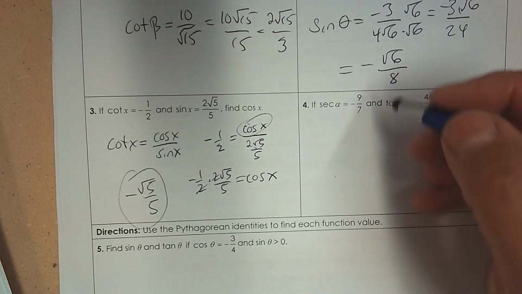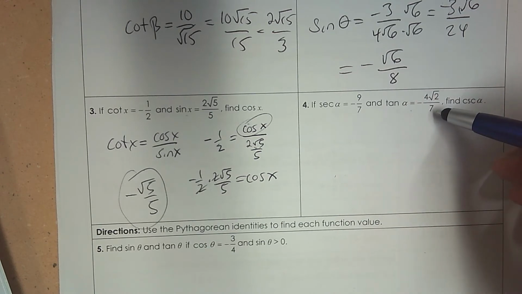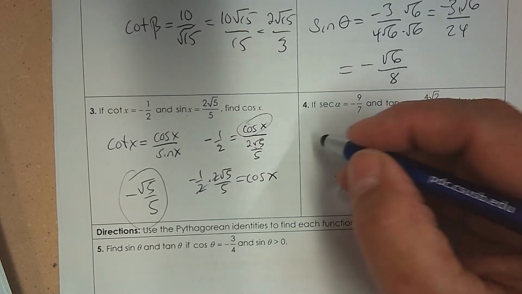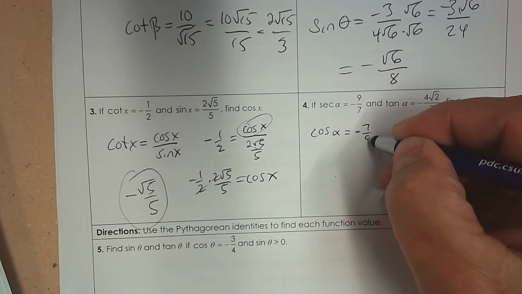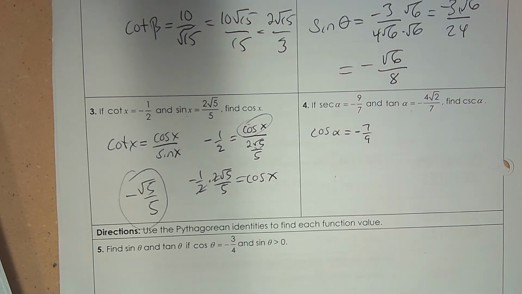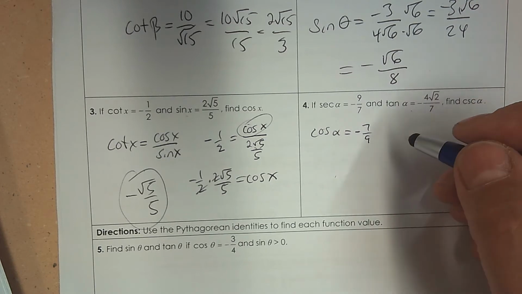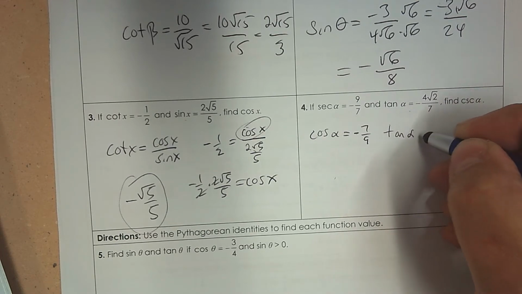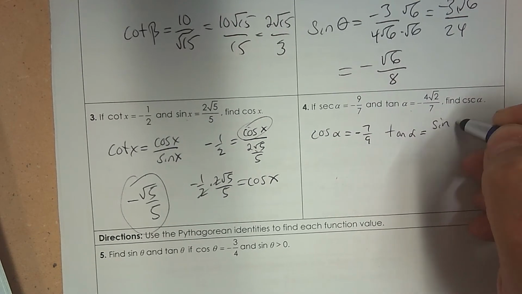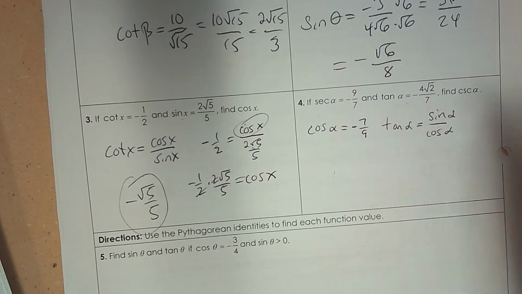Next, hey, that's alpha. So secant alpha is negative 9 over 7. Tangent alpha is there. What reciprocal can I do to help me out here? So to understand it as reciprocals, if secant is negative 9 over 7, then cosine is negative 7 over 9. Tangent, by definition, is sine over cosine.